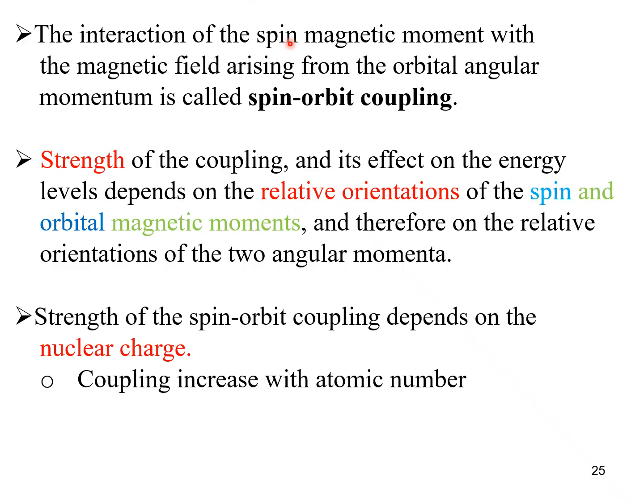The interaction of the spin magnetic moment with the magnetic field due to the orbital angular momentum is called the spin-orbit coupling. The strength of the coupling and its effect on the energy level will depend on the relative orientations of the spin and orbital magnetic moments. Therefore, it also depends on the relative orientations of the two angular momenta. The spin-orbit coupling effect will very much depend on the size of the atom. The larger the size of the atom, the stronger the coupling effect.